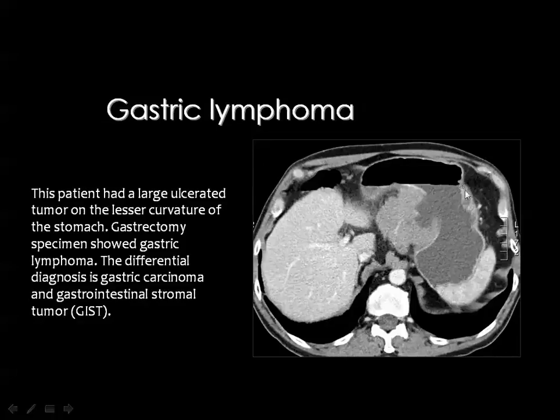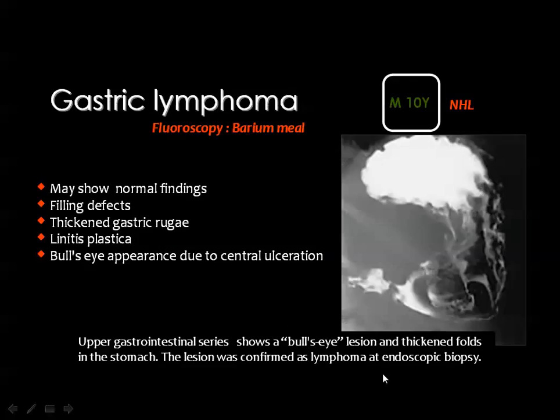But here you can see thickening of the gastric greater curve, and there is a mass involving the lesser curve of the stomach, and this mass has been proved to be gastric lymphoma. And by barium meal in cases of lymphoma, you may see a normal appearance, absolutely normal. You can see some filling defects.